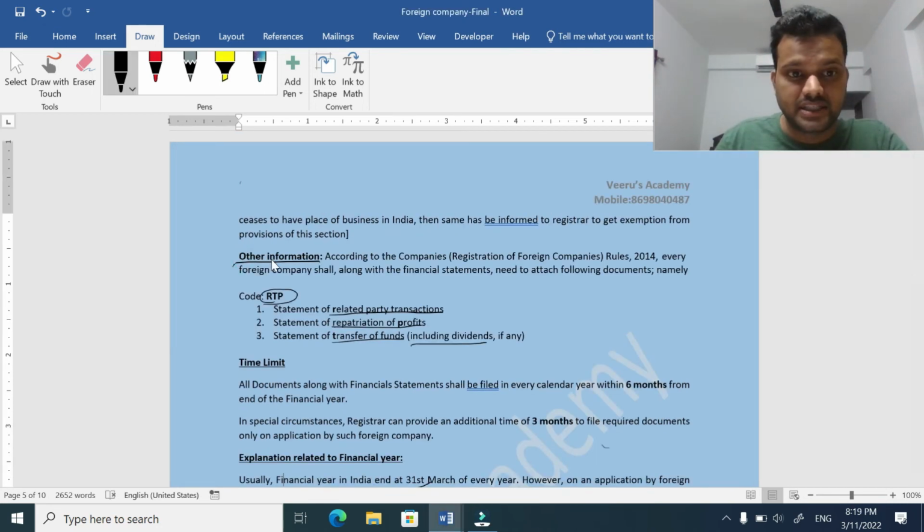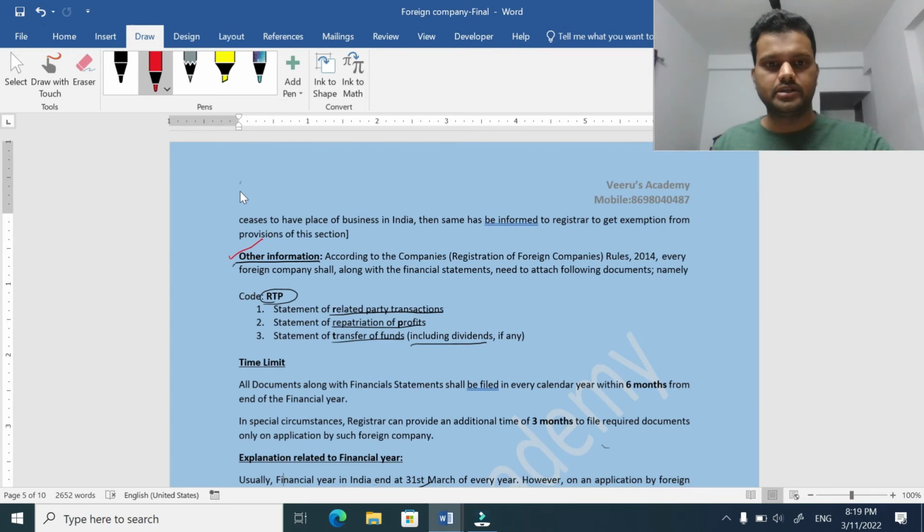Now the last, other information. What are the other information they need to provide? So this is a foreign company, and a foreign company might have some transactions with their holding company. So it is important for the registrar to know about those related party transactions and transfer of funds between the holding company and its branch office or a subsidiary company. So it is very important to understand those. What information will the registrar ask as part of other information?